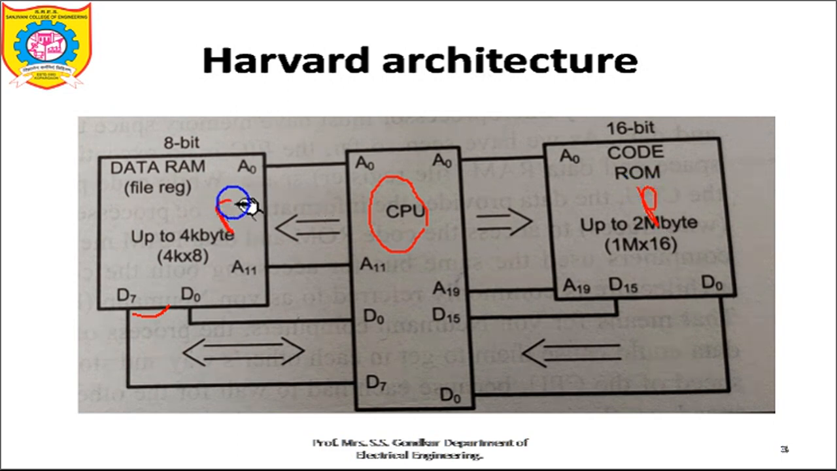I'll just mark it here: D for data memory, this is the CPU, and this is P for your program memory. So the first set of bus is from D0 to D7. It is D, it means it is going to carry the data from D0 to D7, but you can see this arrow is bidirectional. So it can either carry data into the CPU and it can carry the data out of the CPU.